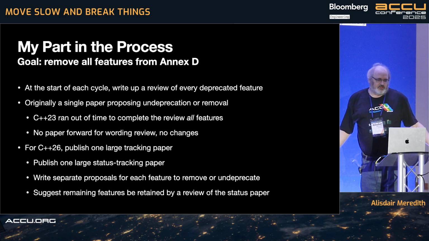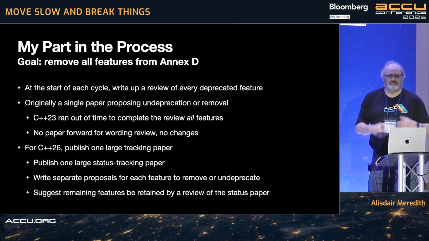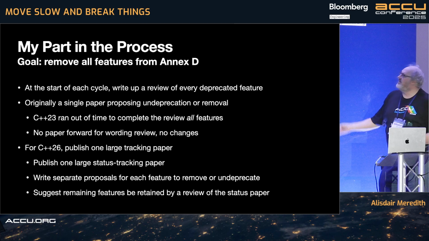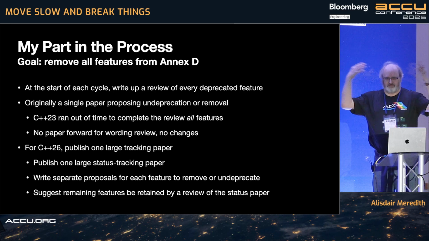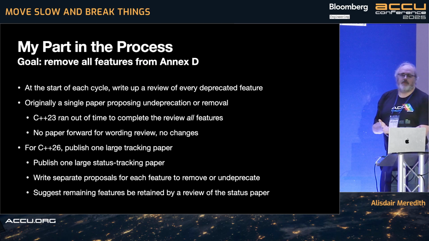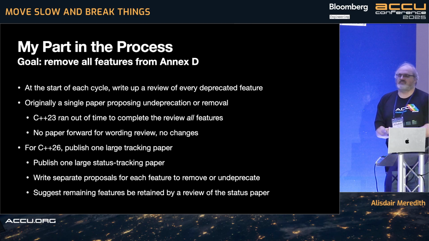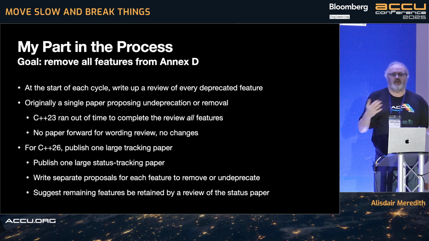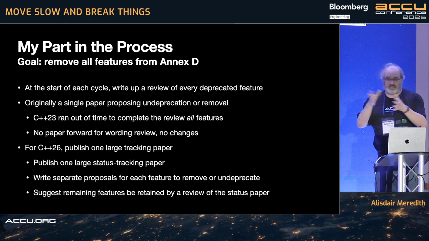So what's my part in this process? I'm the guy who wants to remove everything from Annex D, gated on at least two standards, or one standard to undeprecate. So at the start of every standard cycle, the very first mailing where we process the work, I write a paper that goes through every single feature in Annex D, which is the deprecated features of the standard, and do an analysis to say, is this feature ready yet to be removed, to be undeprecated, or should we just stay in a holding pattern, perhaps because we've not hit those two standard cycles yet?